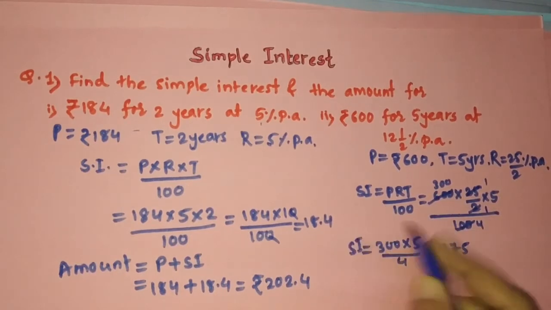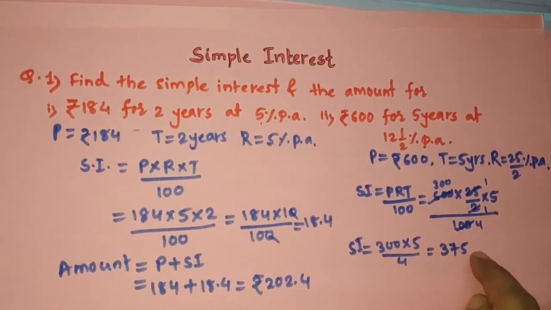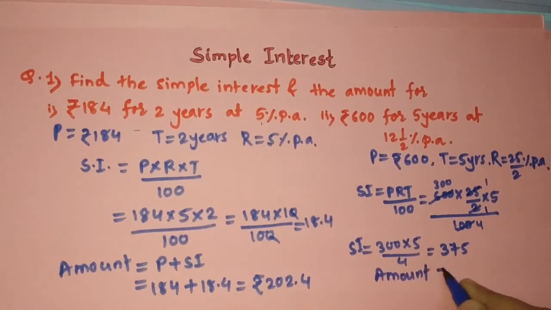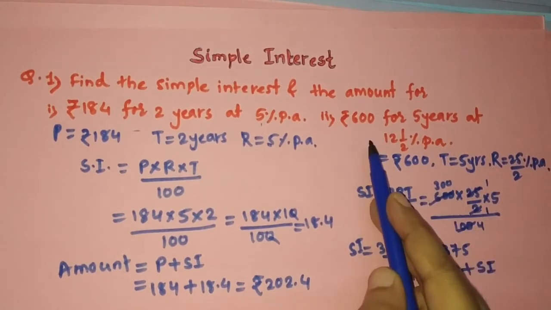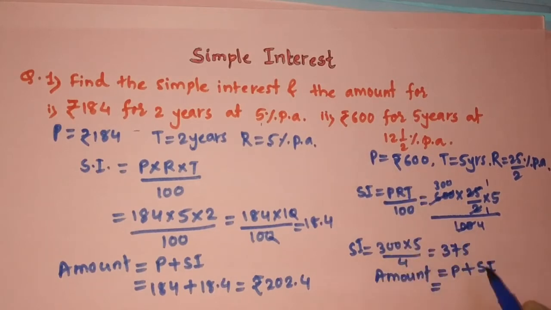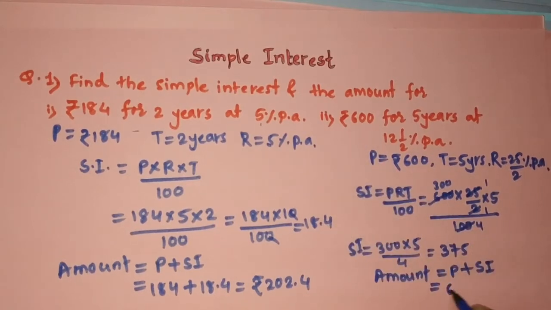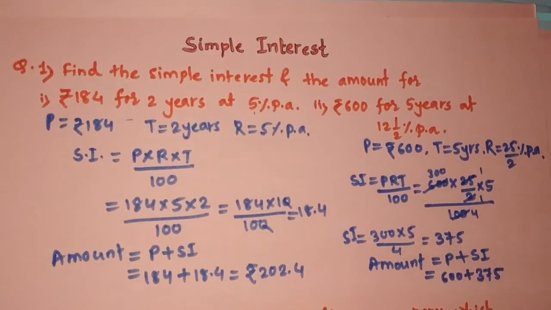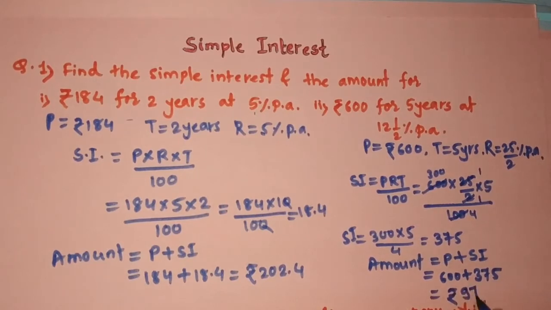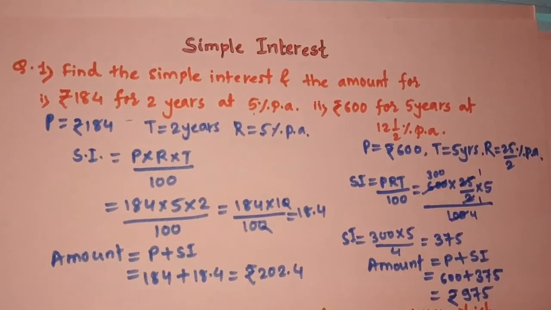So this is the simple interest. Now here we will write down the formula: amount is equal to principal plus simple interest. So in this case the amount is calculated by adding these two. Here we'll get 600 plus 375. That means the person will return 975 rupees. That's the total amount at the end of these 5 years.